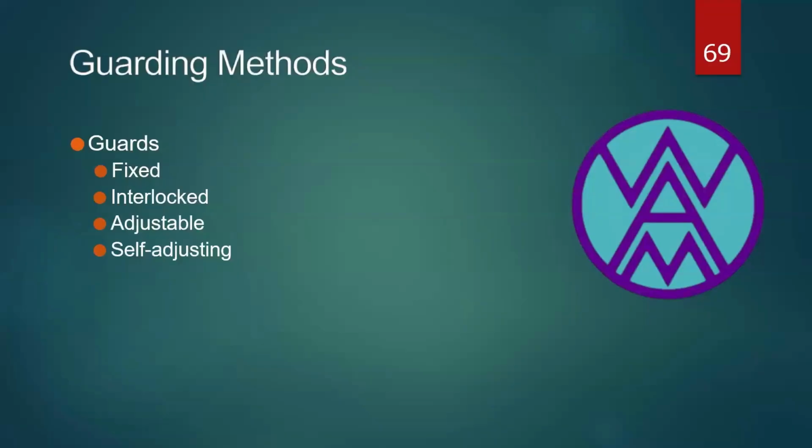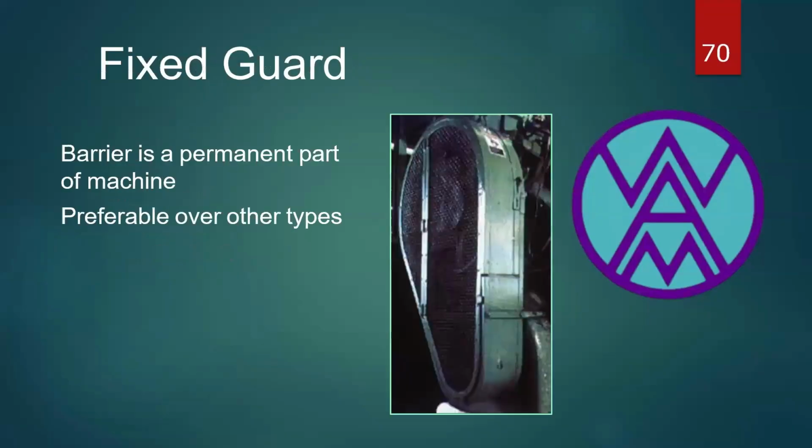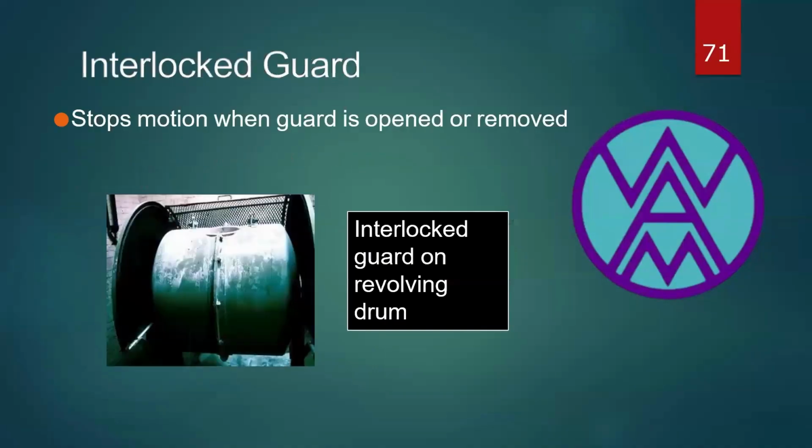We have different types of guards as well. Some guards are fixed guards. The most effective guards are the fixed guards, because there are fewer chances of human error. These are part of that equipment or machine. You can only remove them when you completely stop the machine. No one gets injured due to these guards, as they are part of that machine.